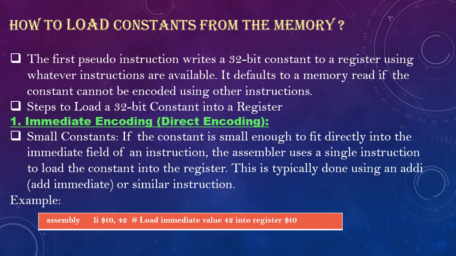First is immediate encoding or direct encoding. If the constant is small enough to fit directly into the immediate field of the instruction, the assembler uses a single instruction to load the constant into the register. Only a single instruction is enough to load a small constant into the register. This is typically done using an add immediate or similar instruction. As in the example here, we have added 42. Load immediate value 42 into the register.